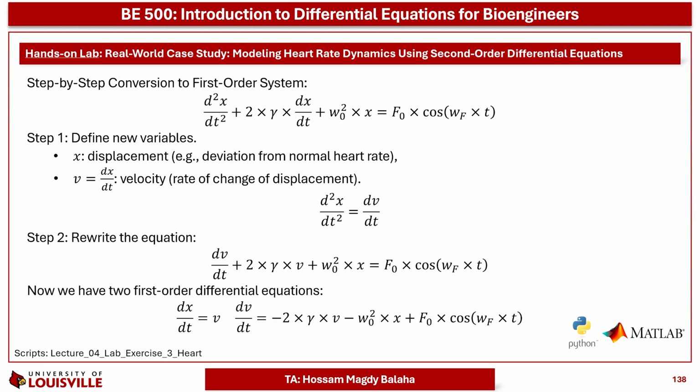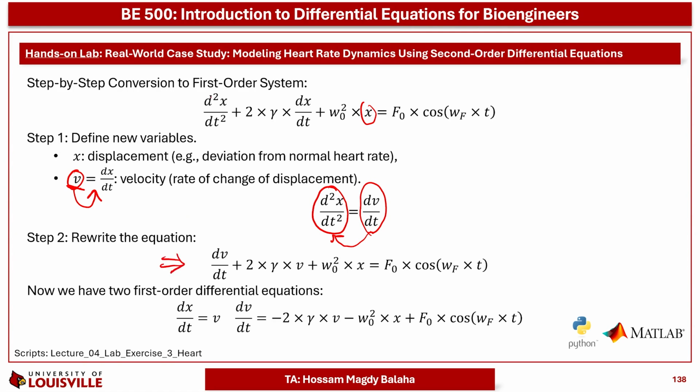So here we can say we have a displacement x. Let's propose a new variable called v, the velocity, which is the rate of change of displacement, and v equals dx by dt. If we find the derivative of the velocity, we get dv by dt equals the second derivative of the displacement. By substituting dv by dt for the second derivative, we can get rid of the second order differential equation.